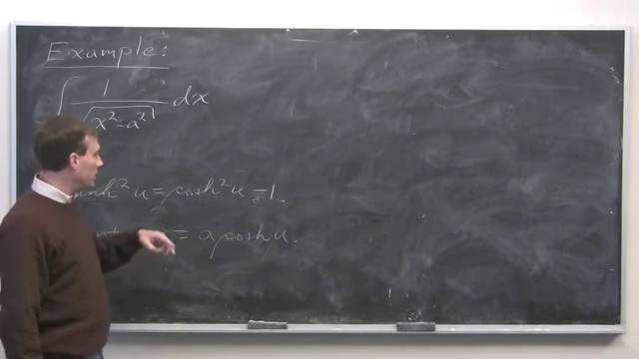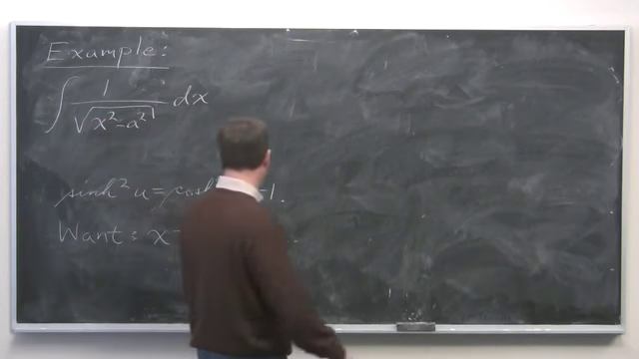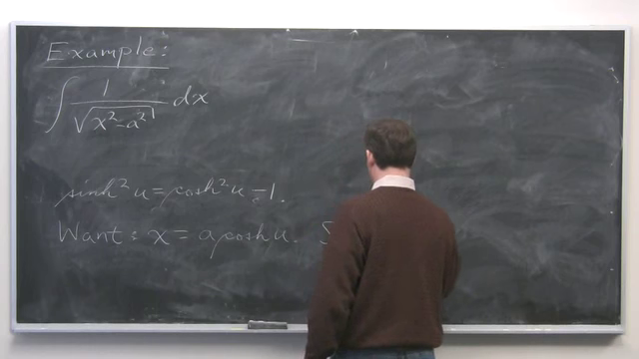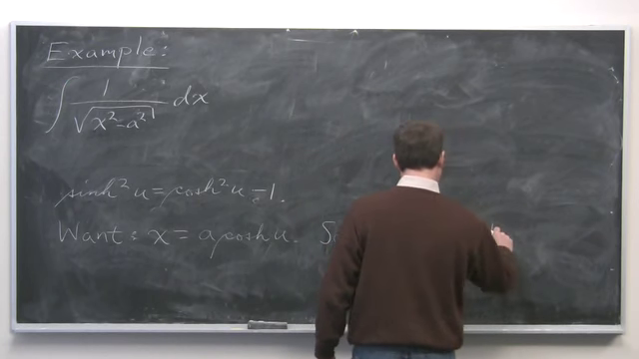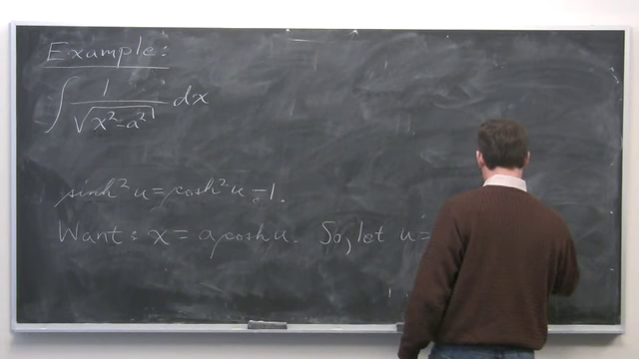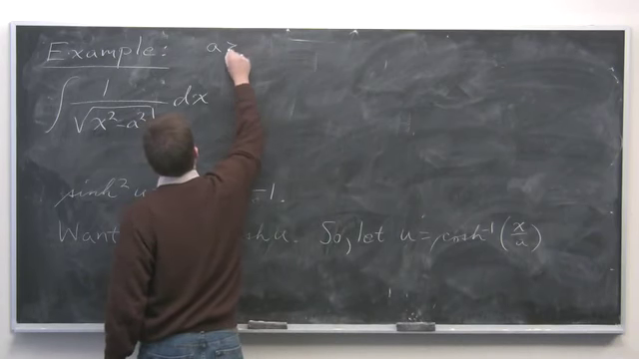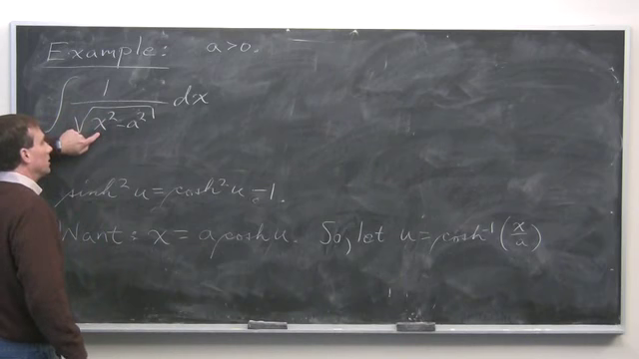But you don't get to pick what x is. You actually pick what u is. So let u equal the inverse hyperbolic cosine of x over a. Now, I didn't say it again here, but I meant to, that I'm still assuming a is greater than 0. Notice that x has to be either greater than a or less than negative a.